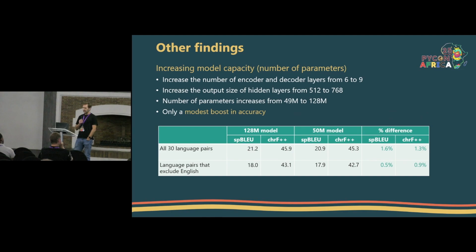And then finally, so now we've really shrunk the model. What if we make it a little bit bigger? So if you increase the number of encoder and decoder layers from 6 to 9, increase the dimension of the latent vectors a little bit, basically doubling the size, or more than doubling the size of the model, it only results in a modest boost of accuracy, suggesting to me that the real breakthroughs are elsewhere, probably in the data, but also sort of architectural.